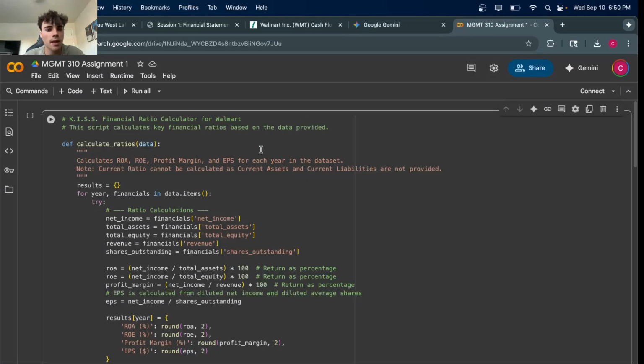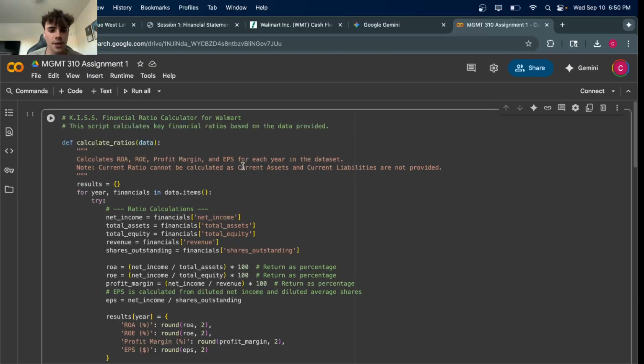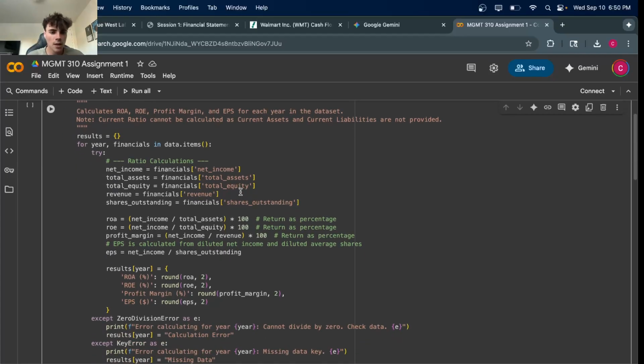Let me show you my Colab. Here's the code that Gemini spit out, and I put it into a Colab notebook right here. As you can see, it's recognizing what I asked it to do. It recognizes it needs to calculate the ROA, ROE, profit margin, and EPS for each year in the data set and all the data that I put in. Under ratio calculations, it's telling itself what each thing is.